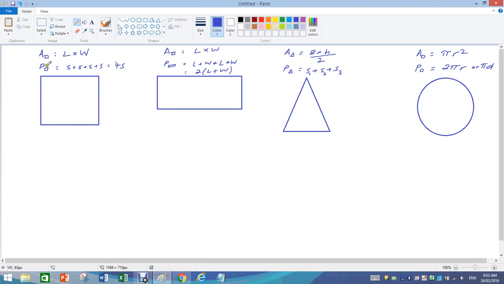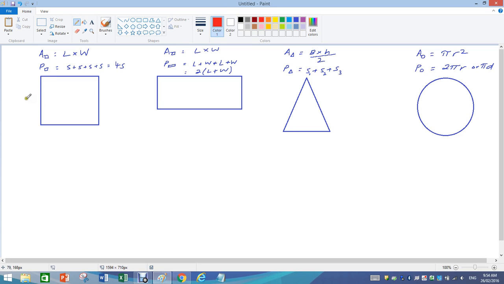This tutorial is about area and perimeter of basic shapes. Up the top here I've got the formulas, A for area, then I've drawn the shape. This one's a square, and the perimeter of a square, area of a rectangle, perimeter of a rectangle, area of a triangle, perimeter of a triangle, area of a circle, perimeter of a circle. So let's just do an example of each.